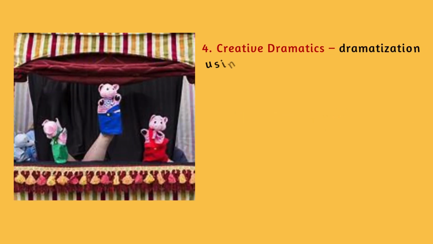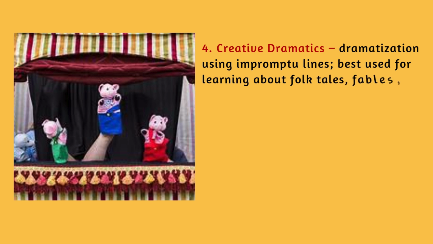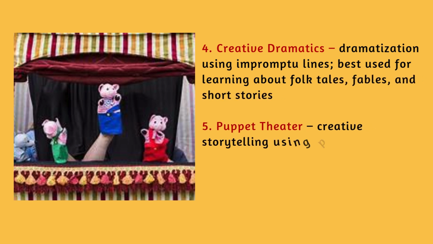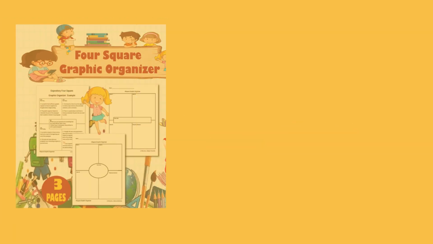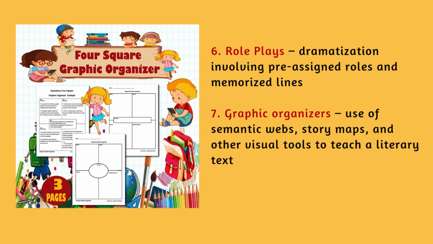Number 4, creative dramatics. It is a dramatization using impromptu lines, and it is best used for learning about folk tales, fables, and short stories. Number 5, the puppet theater, on the other hand, is a theater presentation, but instead of using human beings, learners use puppets to tell the story. Number 6, role plays.